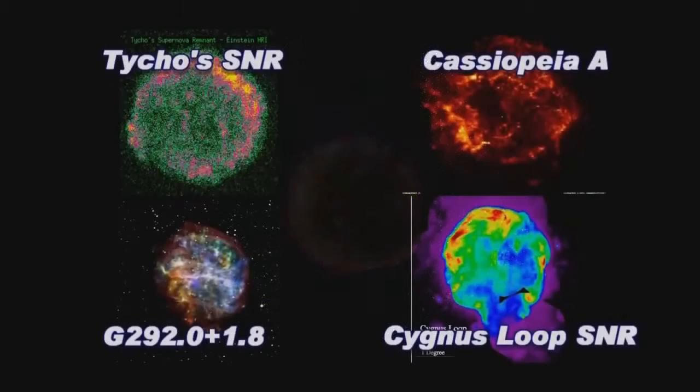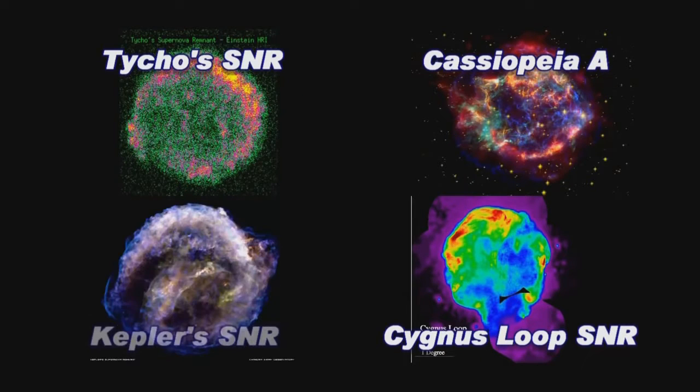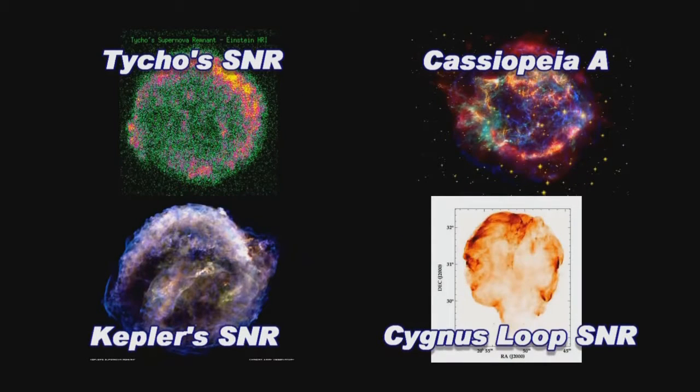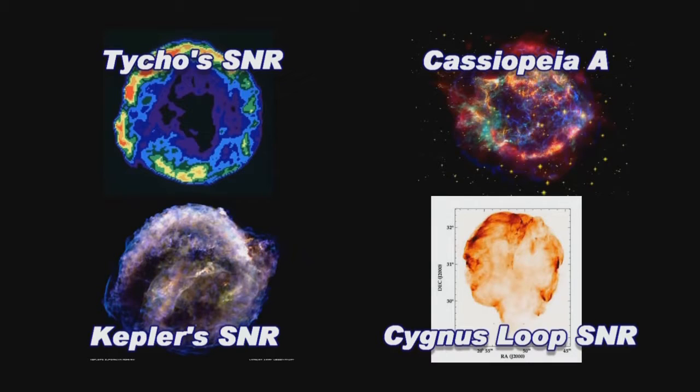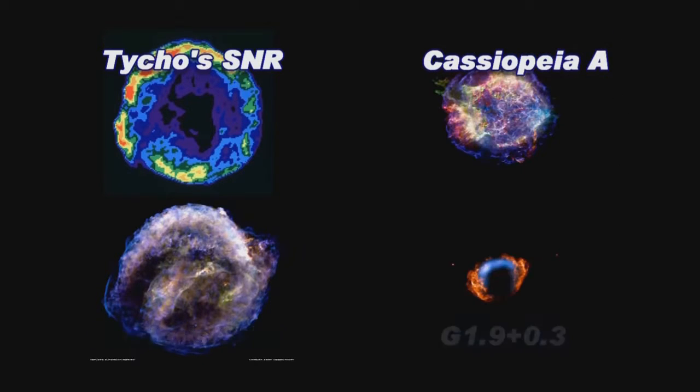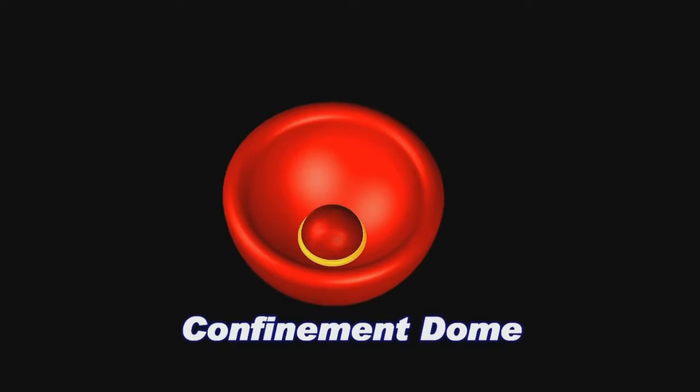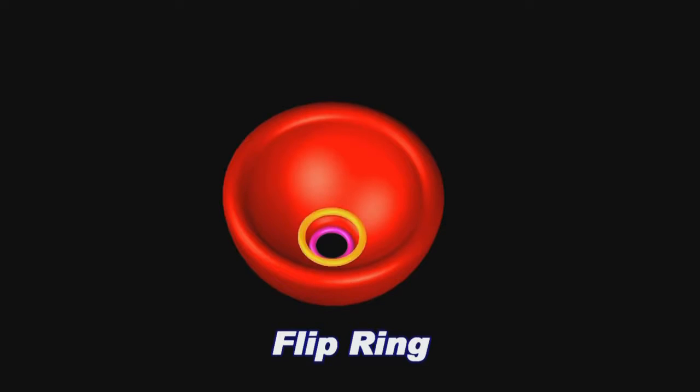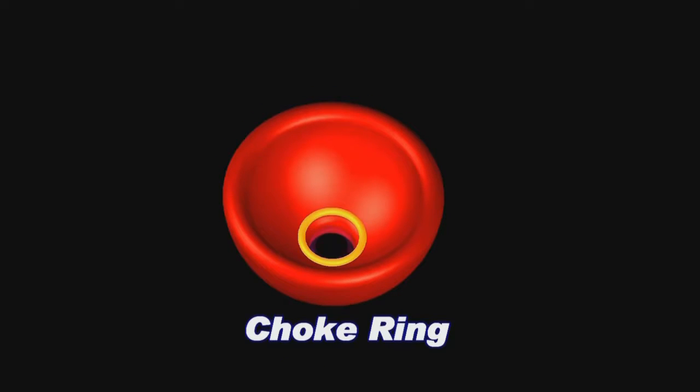The solution you are about to see would apply to all bubble-type supernova remnants, as well as many other bubbles that are observed in space. As you may have expected, the solution is found in bowl-shaped magnetic fields. So here again we see the confinement dome, the flip ring, and the choke ring.